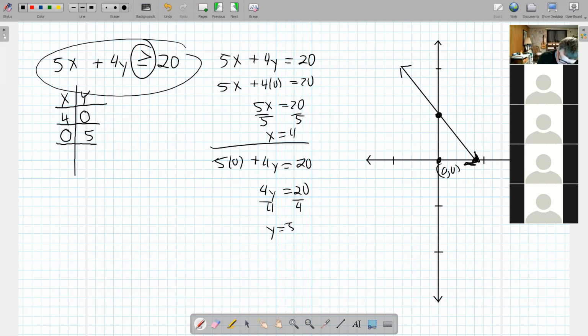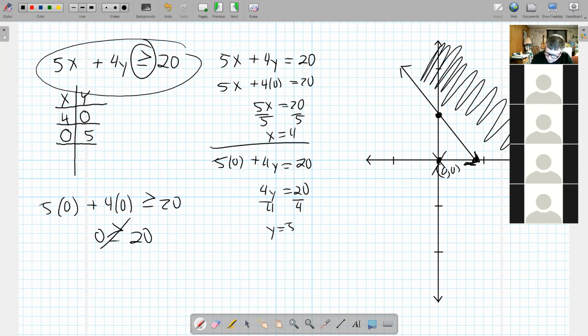Okay, let's try 0, 0. If x is 0 and y is 0, what do we get? We get 0 greater than or equal to 20. Is that true? No. So this point is not on the line, therefore it's on the other side of the line. Excuse me, this point is not in the solution. Of course, it's not on the line, but it's not in the solution. So our graph will be everything above and including the line.